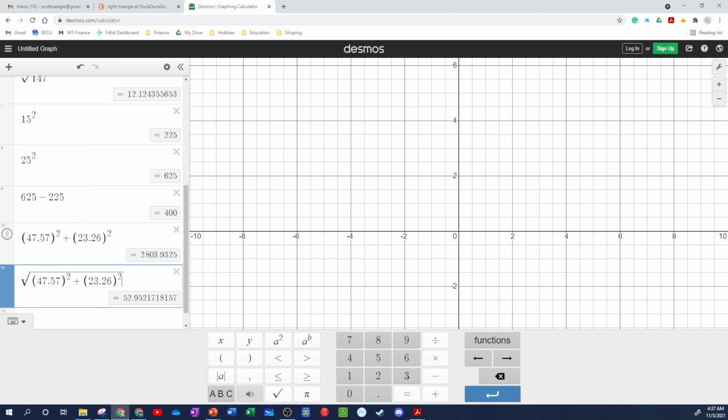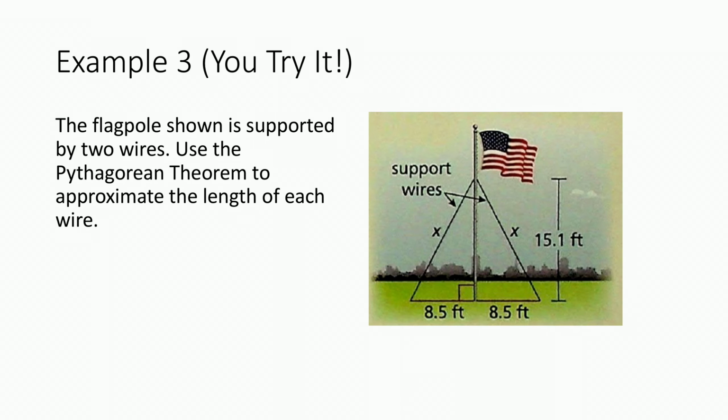All right. Last example. I want you to try this one on your own now. The flagpole shown is supported by 2 wires. Use the Pythagorean theorem to approximate the length of each wire. All right, so first thing you should have done is called the length from the pole to the wire A or B, and the height of the pole the other letter, right? So if you said that the 8.5 was B and your height of the tower is 15.1, you can switch them back and forth. That's okay.